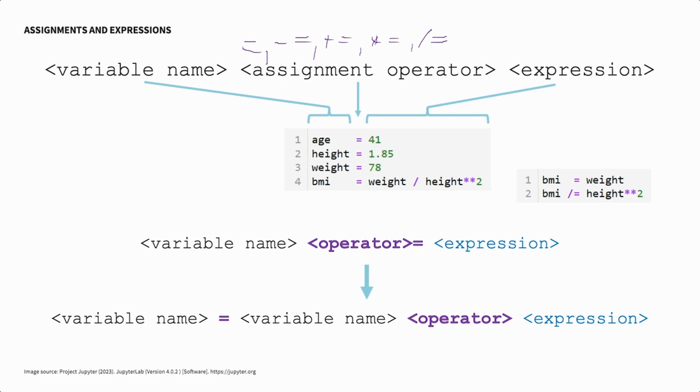So up here you see an example of converting the calculation of the body mass index to two statements where we have first initialized the BMI variable with the weight, and then we use such a composite assignment operator to divide it by the squared height. Now you can ask, what is the use case of such a composite assignment operator?